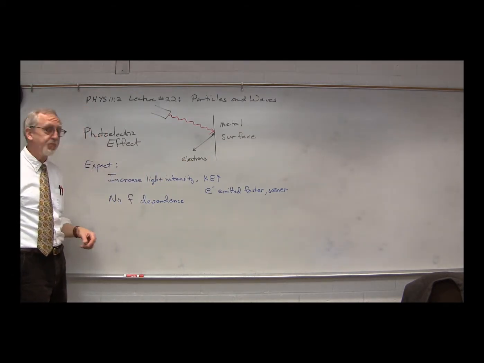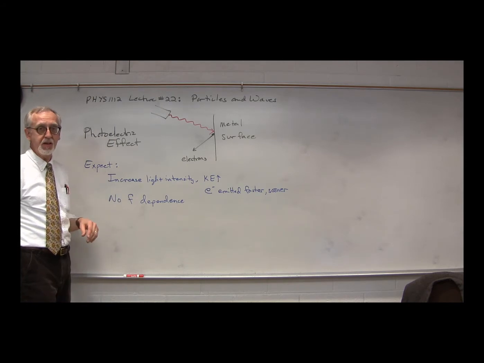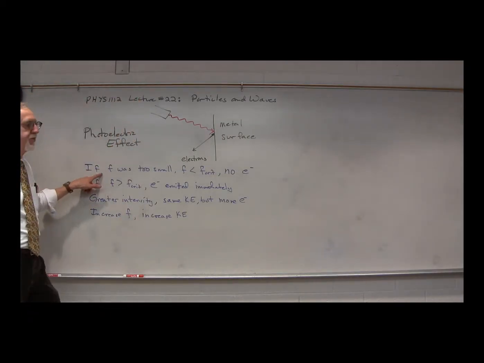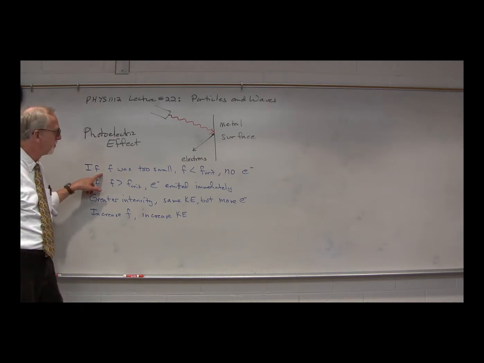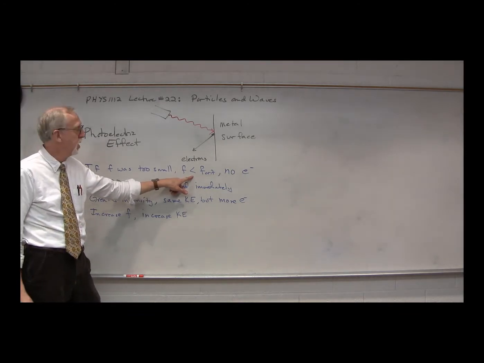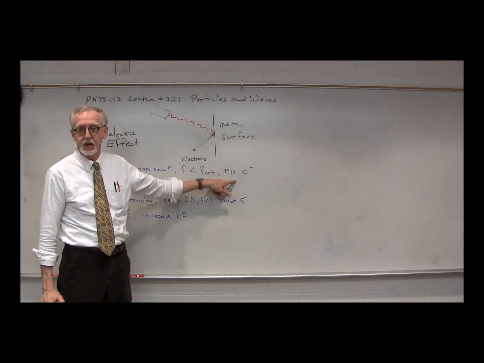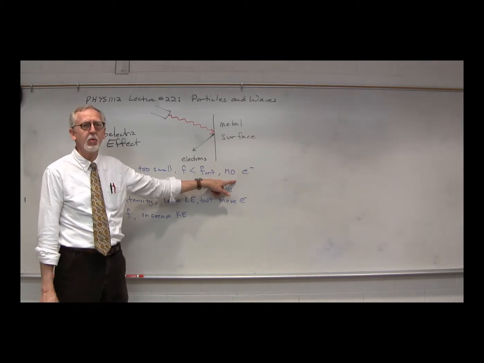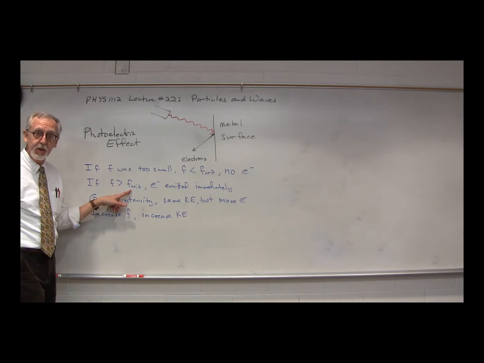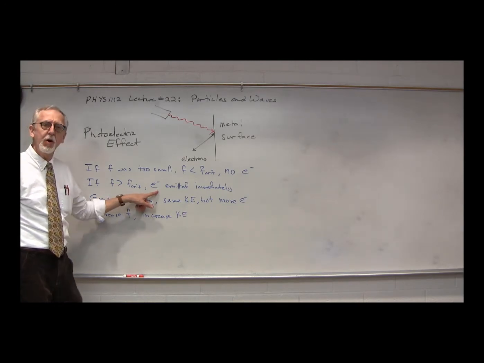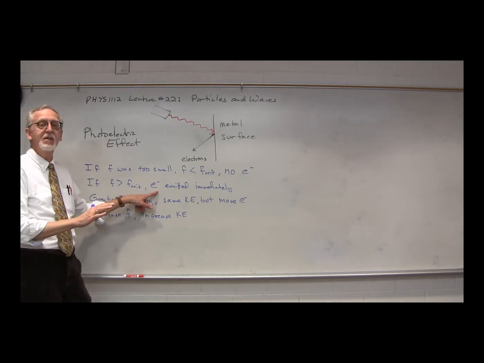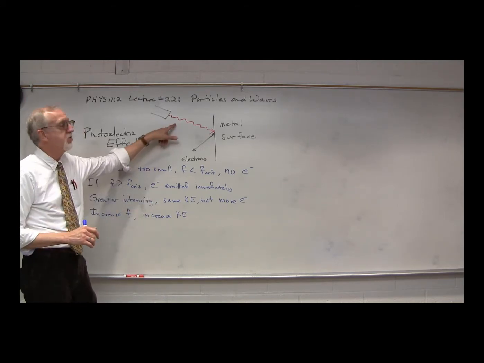Well, as a matter of fact, that is exactly not what was seen. What we actually see is that if the frequency is too small, in other words, if it's below some critical value, some cutoff value, we don't get any photoelectrons at all. None are emitted, no matter how long we wait. If the frequency is greater than this critical frequency, this cutoff value, then the photoelectrons are emitted immediately. We don't wait at all. If the frequency is high enough, electrons are emitted as soon as the light is turned on.